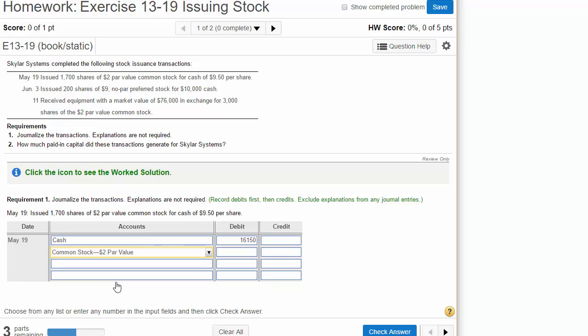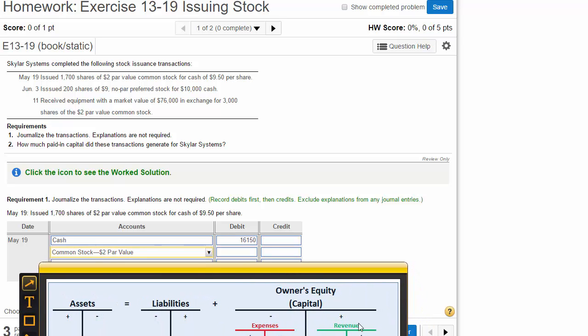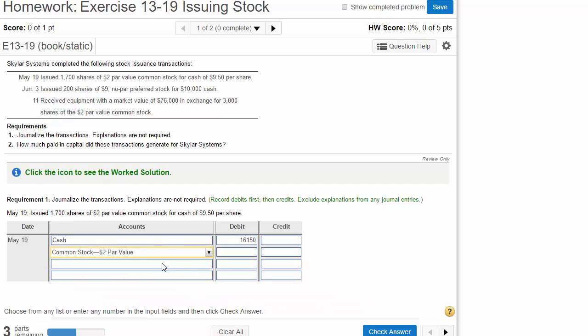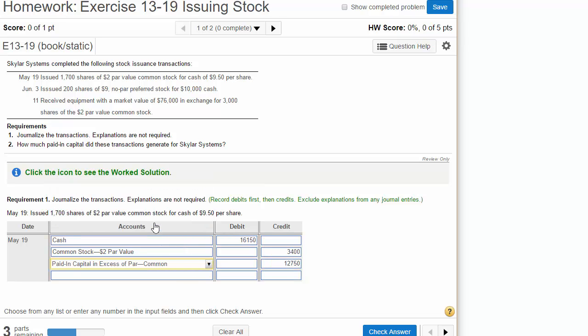And now we have to record our common stock account. And remember, common stock is an equity account, and equity goes up with a credit. So the way we calculate this is $2 par value times the 1,700 shares that we issued. That gives us $3,400. And the balancing amount, $16,150 minus $3,400, $12,750, goes into paid-in capital in excess of par for the common stock.